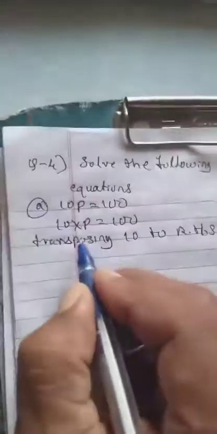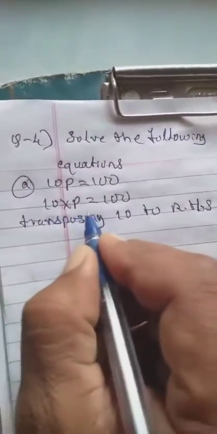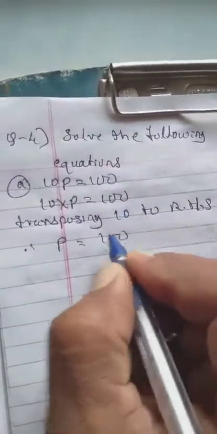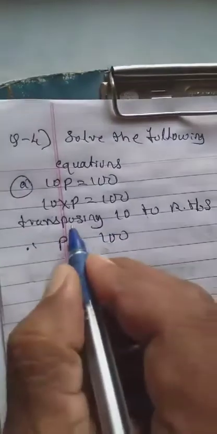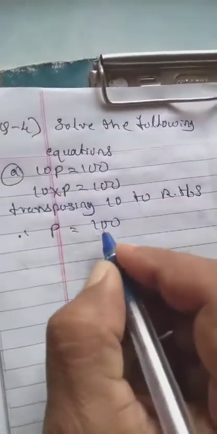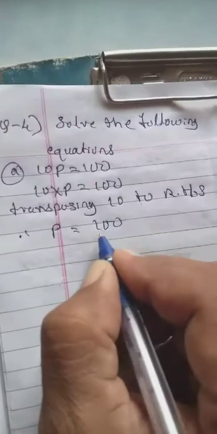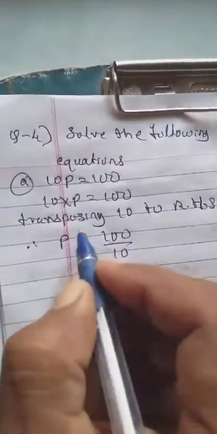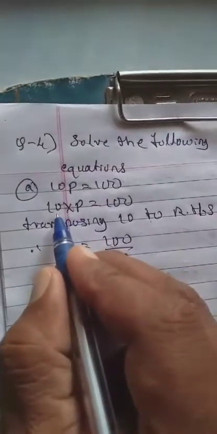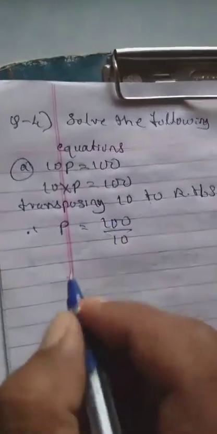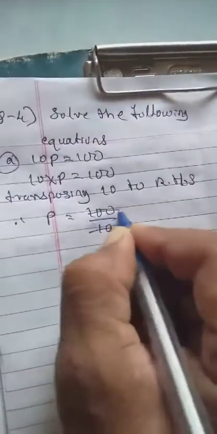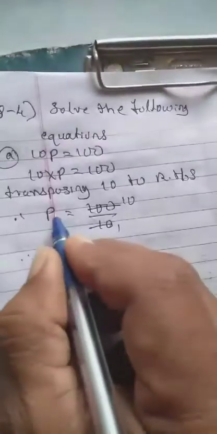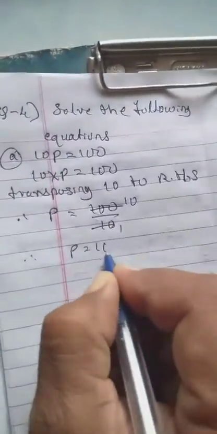Here 10 is multiplied with p. When you transpose this 10 to the right side, it becomes division. Therefore, left hand side p is equal to, on the right hand side we have 100 divided by 10. Because here 10 is multiplied with p, when you transpose this 10 to the right side, it becomes division. Therefore, 10 ones are 10, 10 tens are 100. The value of p is equal to 10.